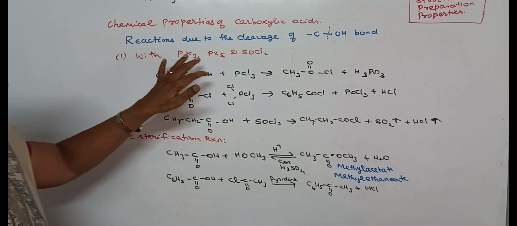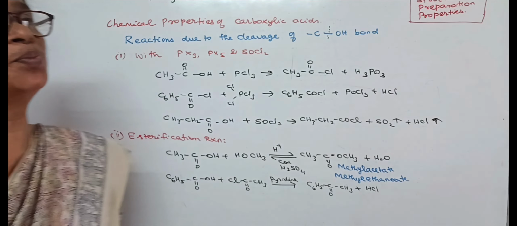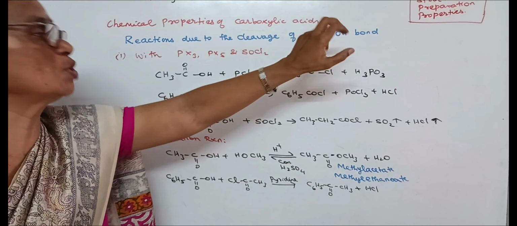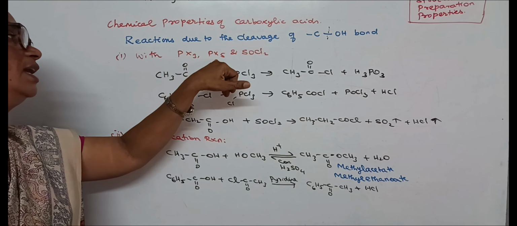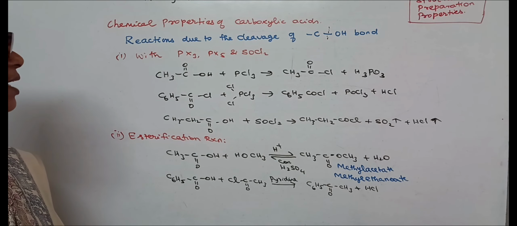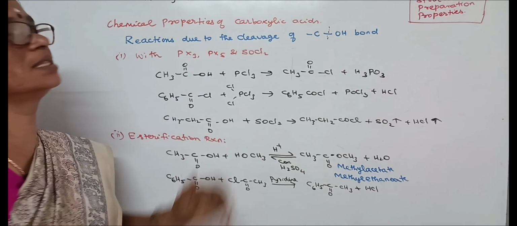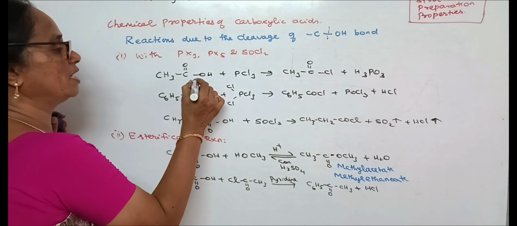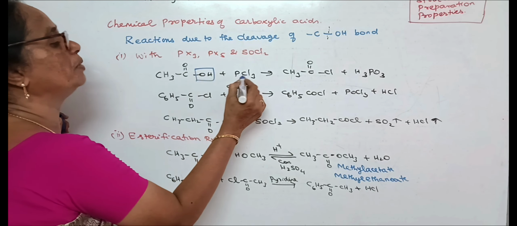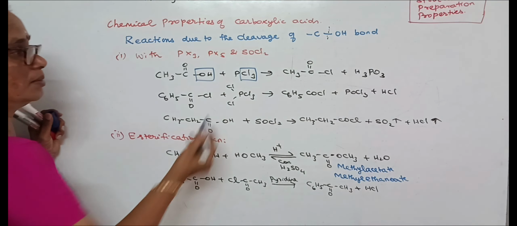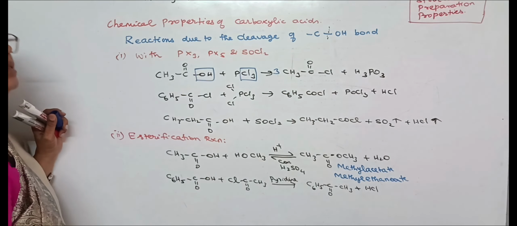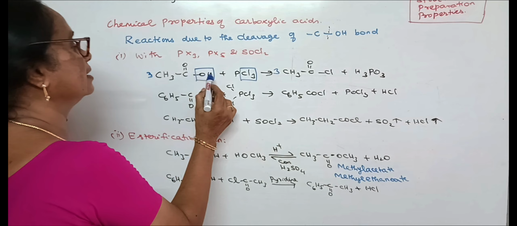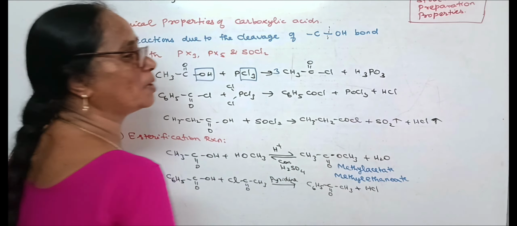The other set of reactions is one in which the cleavage of the C-OH bond takes place. So the OH group becomes the replaceable group. So it can react with phosphorus trihalide, pentahalide or thionyl chloride. Let us have different examples for these three different halogenating agents. So ethanoic acid with phosphorus trichloride, this OH group is replaced by the chlorine atom. So I have 3 chlorines, so we should take 3 times ethanoic acid. So we are getting 3 times ethanoyl chloride, and this HO with the phosphorus makes phosphorus acid.